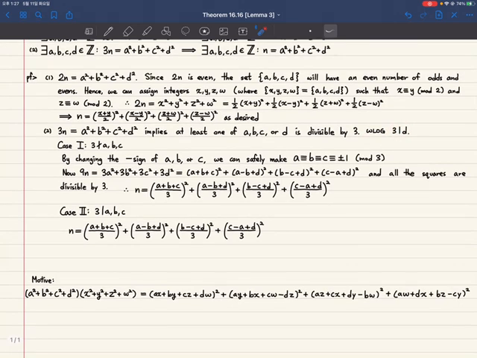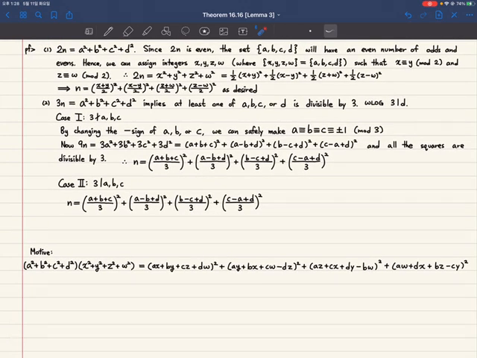In case 1, what if 3 does not divide a, b, and c? Then a squared is also equal to minus a squared. So we can change a to minus a, or b to minus b, or c to minus c, and make these substitutions so that a is congruent to b, and we can assume that a is congruent to b, which is also congruent to c modulo 3.